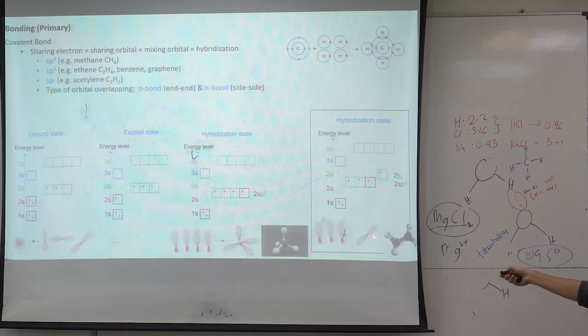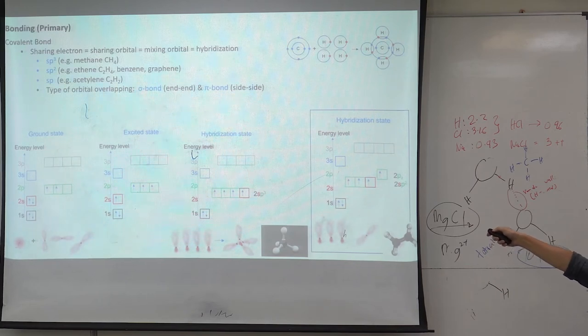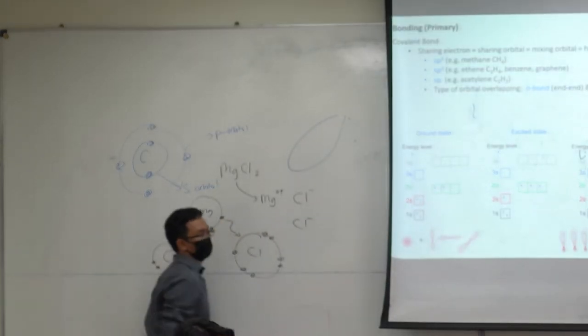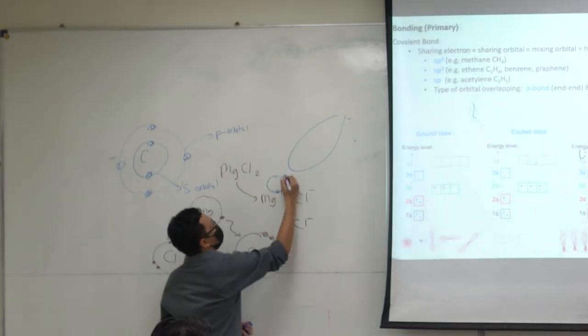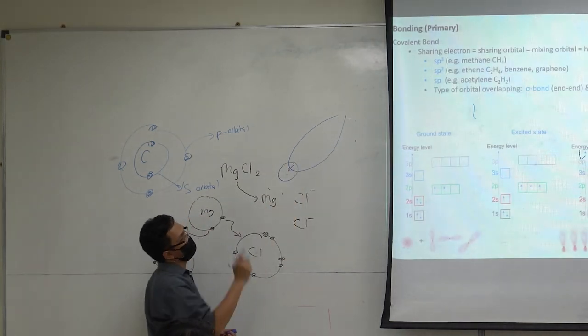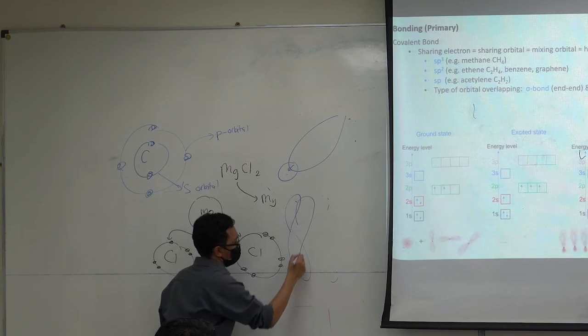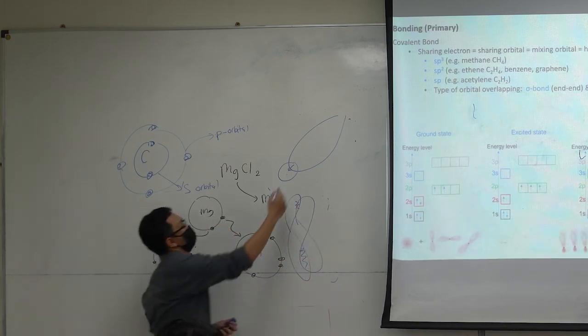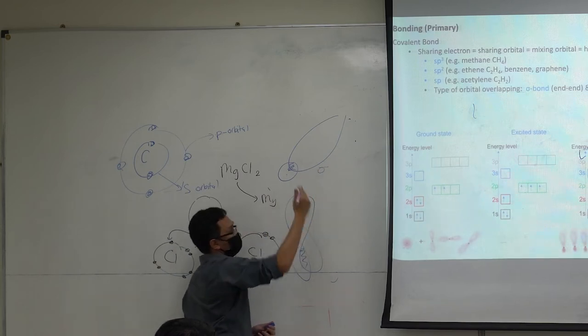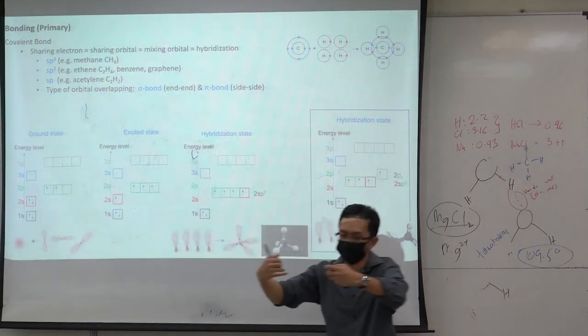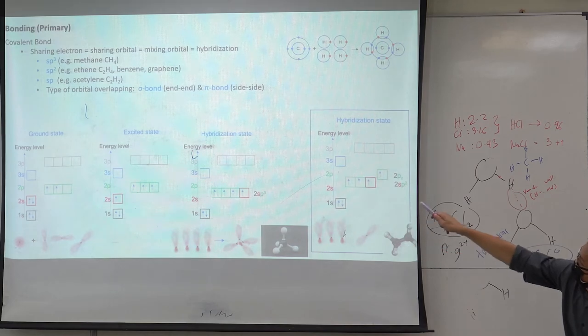Before I explain how this occurs, how they get this shape, let's see this first. Types of orbital overlapping: they are sigma bond and pi bond. Sigma bond is basically end-to-end bonding. For example, let's say you have something like this, and then you have something like this. You combine, so you get end to end. Side by side, it's like this. You have this p orbital, another p orbital. Combine, so you get something like this. So side by side. This is sigma bond, and this is pi bond. Pi or sigma is just to show how the orbitals overlap.